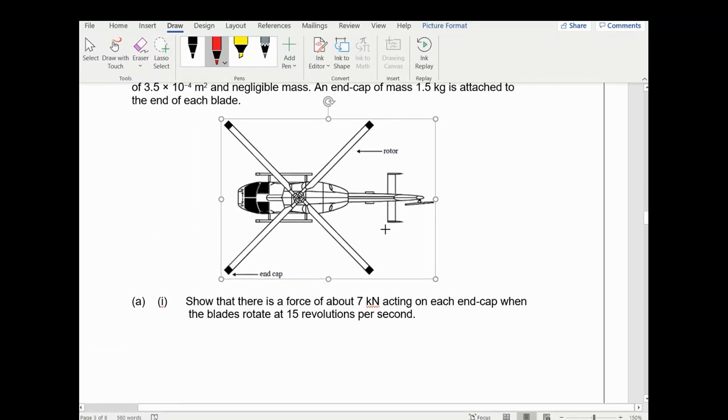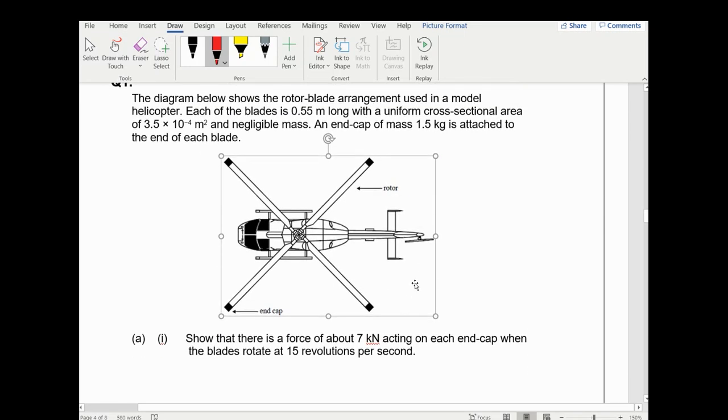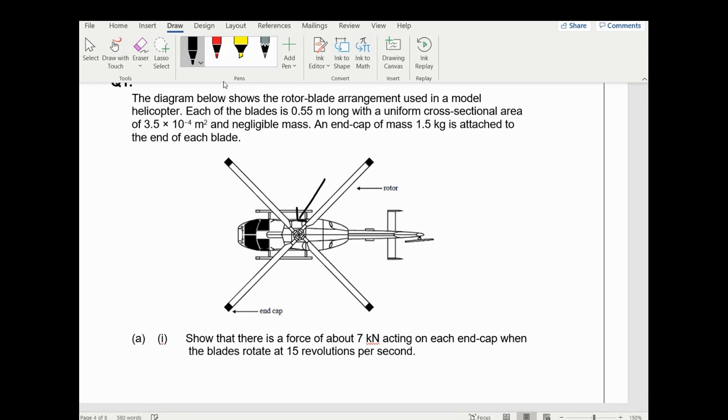It's like a helicopter. Okay, so a diagram below shows a rotor blade with the arrangement used in the model. Each of the blades is 0.55 meters long, so this here is 0.55 meters long, and an end cap here has a mass of 1.5 kilograms.